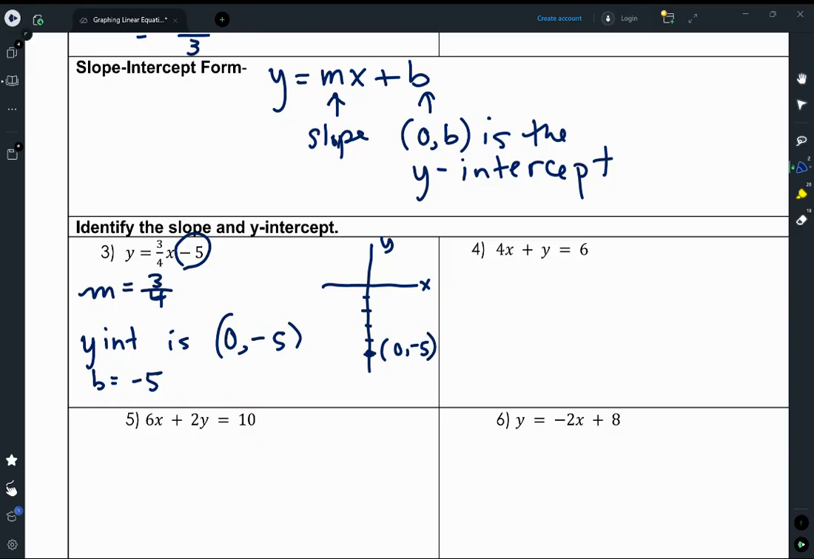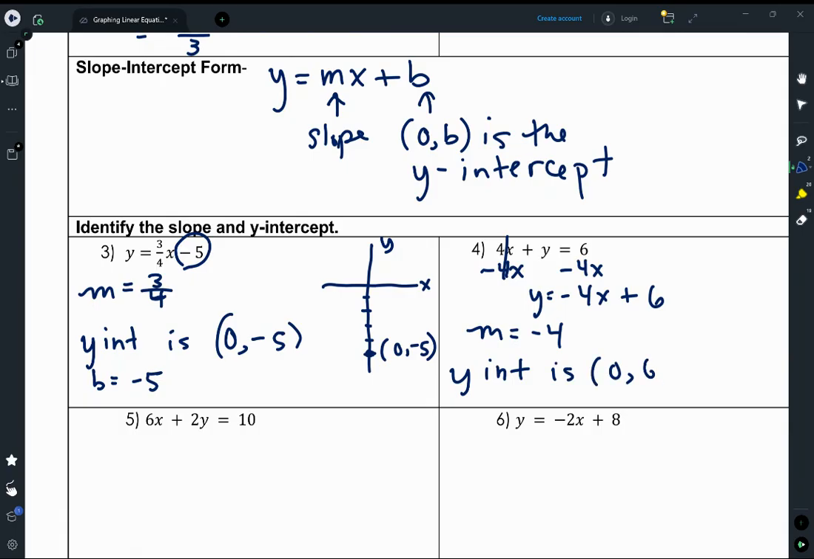On the next one, in order to identify the slope and y-intercept, I first want to solve for y. So subtract 4x on both sides. And then y is equal to negative 4x plus 6. So my slope is the number being multiplied by x, so m is going to equal negative 4. And again, my y-intercept, and I'm going to abbreviate it by writing y-int, is going to be 0, 6.